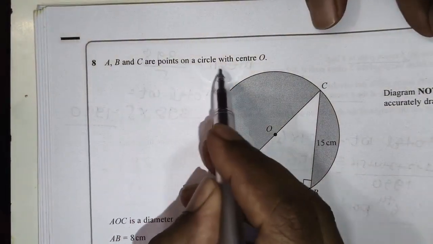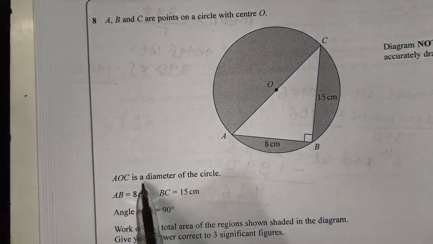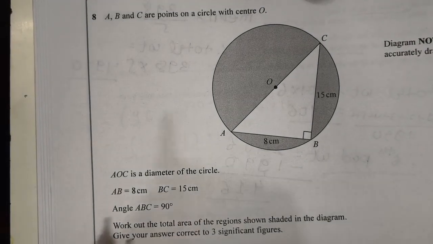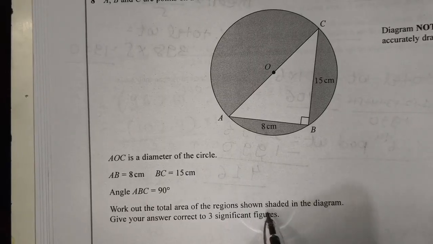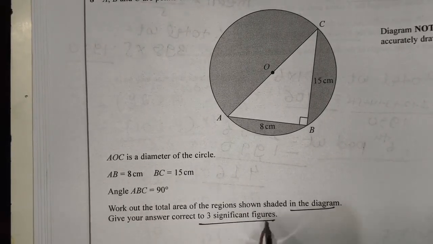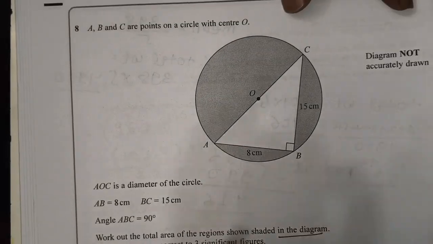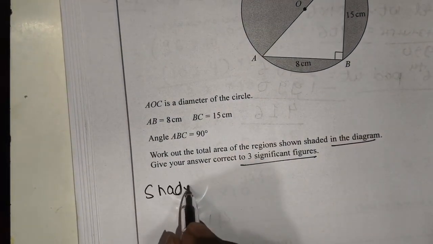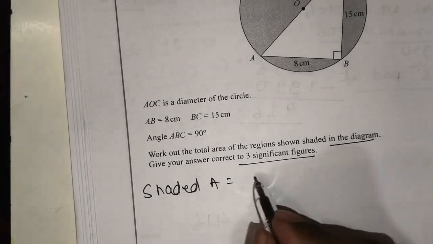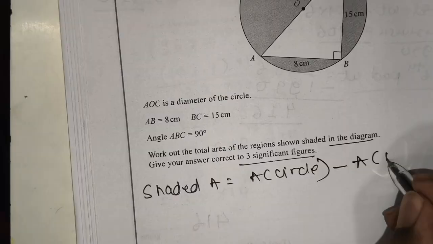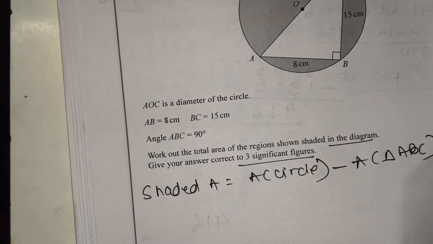Okay. A, B, C are points on a circle with center O. AOC is a diameter of the circle, no problem. BC, no problem. You have to find the area of the shaded region in the diagram. Correct? Give your answer to 3 significant figures. So first of all, you need to find how to find the shaded area. What is the meaning of shaded area? So shaded area is equal to area of the circle minus area of triangle ABC.